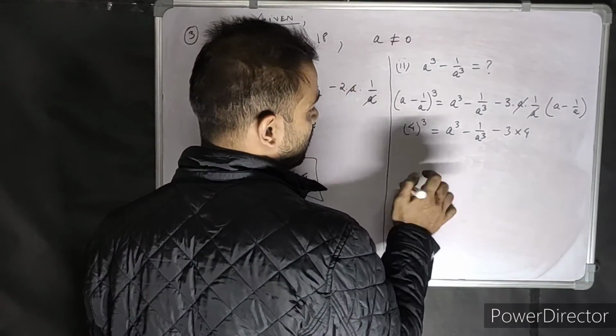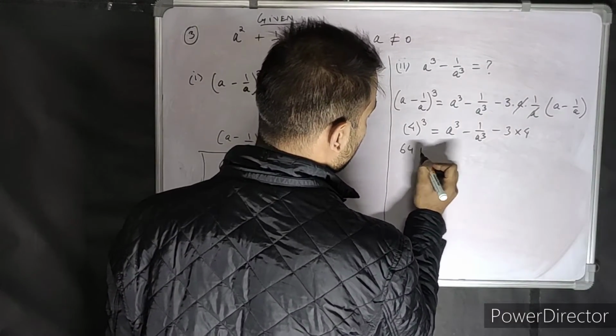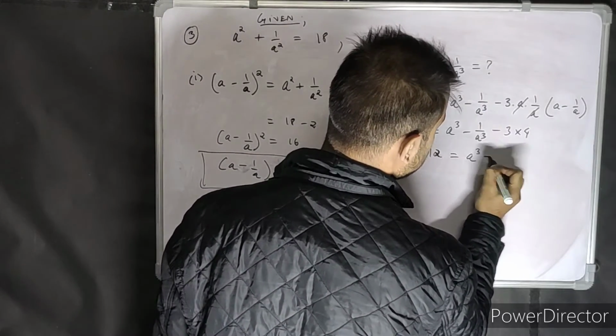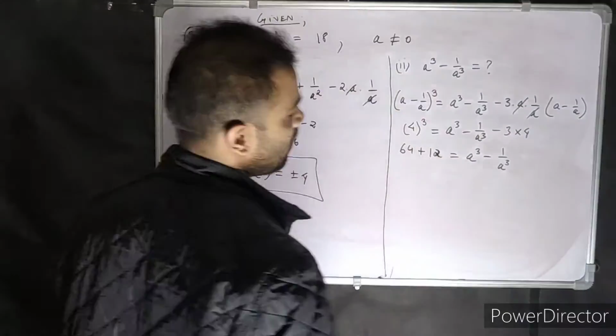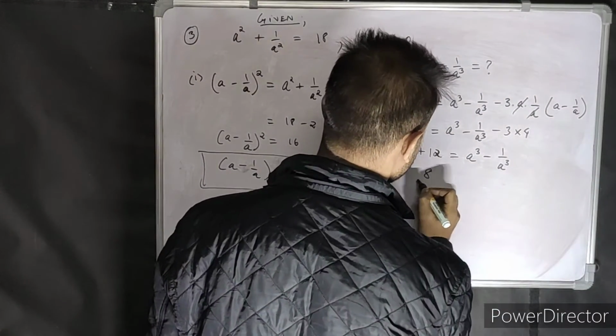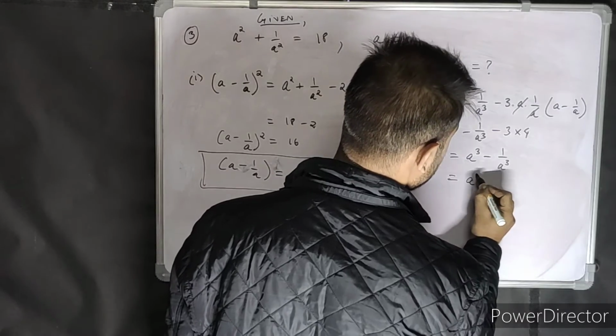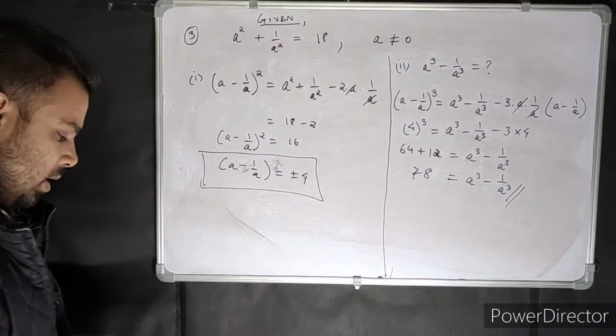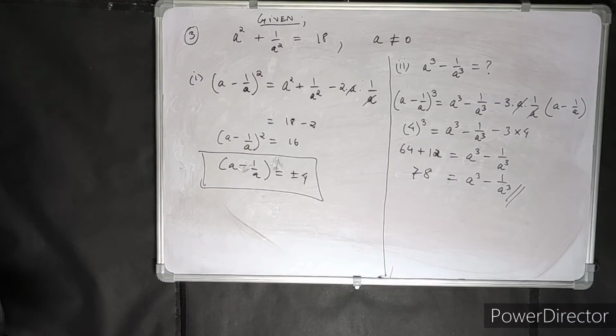4 4s are 16, 16 4s are 64, plus 4 3s are 12. When you go on to higher classes, then you will learn much more mathematics, don't worry. 4 plus 2 is 6, 6 plus 1 is 7, 78 is a cube minus 1 by a cube. So you've got your answer, that is 78. Check the calculation.